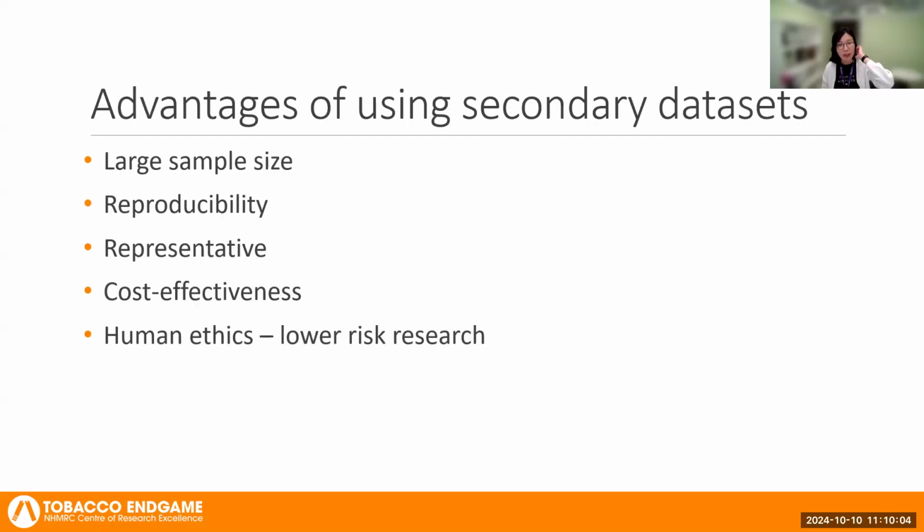Using secondary data offers several advantages. First, these data sets typically have large sample sizes, which enhance the reliability and validity of research findings. Additionally, secondary data sets allow for consistent replication of studies, contributing to their robustness. And data often represent the population, making the results more applicable to real-world settings. Using existing data also reduces the need for primary data collection, saving both time and resources. From an ethical standpoint, secondary research is often classified as lower risk, which can result in obtaining ethics exemption more easily.